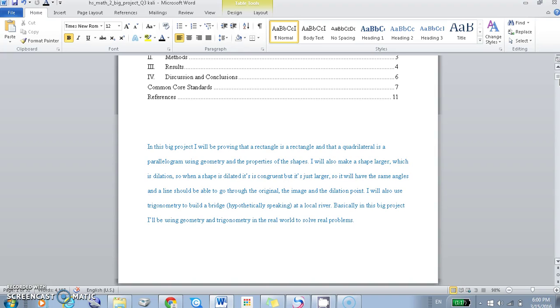I'll also make a shape bigger or smaller, which is dilation. It doesn't change the shape, because both the smaller one and the dilated one are congruent since they still have the same angles. It's just that one is larger than the other. And I'll also build a bridge using trigonometry, hypothetically speaking, at a local river. Basically, in this big project, we use trigonometry and geometry in real life.